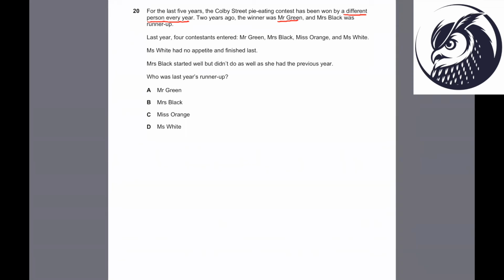Okay, so the first thing I'm going to do here is draw a little diagram. And we're going to have the first position here and the last position here. And we know there's 4 contestants. So this is going to be first. That's going to be second. That's going to be third. And this is going to be fourth. All right, now let's start filling in the information. We know that over here, Ms. White had no appetite and finished last. That's pretty easy. Let's put Miss White here in fourth.